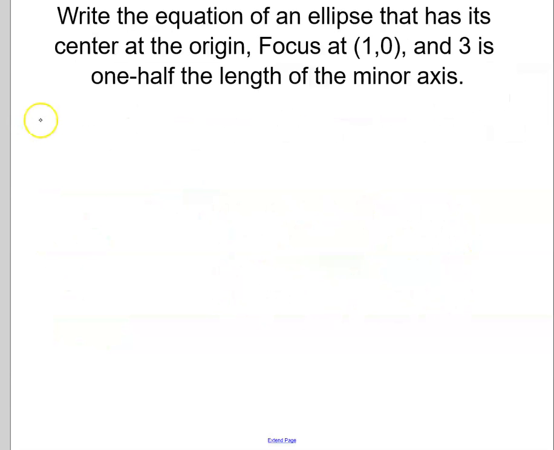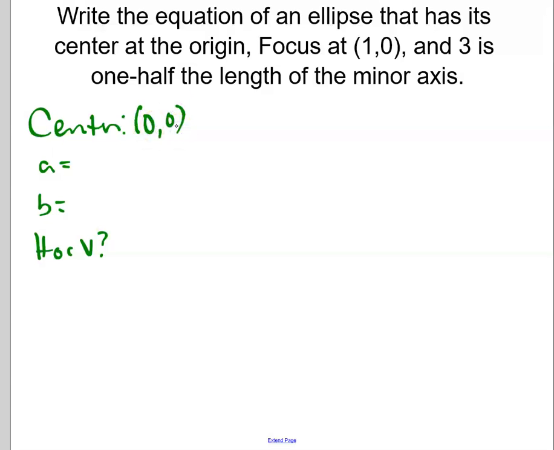Again, we need to find the center, A, B, and determine whether it's horizontal or vertical. Alright, so let's go ahead and start reading and see what we have. We're writing the equation of an ellipse that has its center at the origin. So again, our center is at 0, 0. Has a focus at 1, 0. So the focus is going to tell you your C.